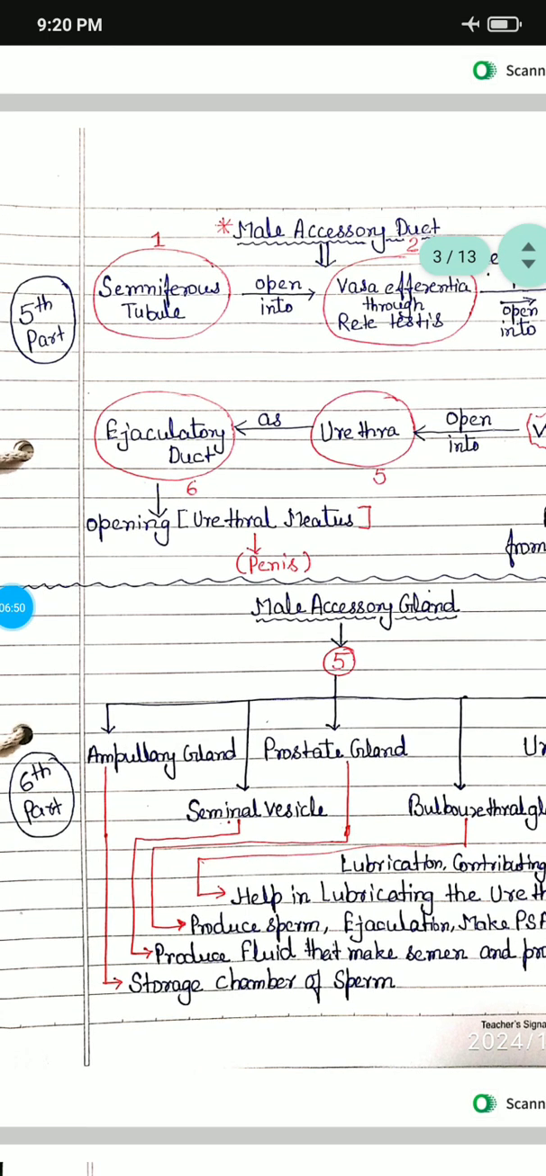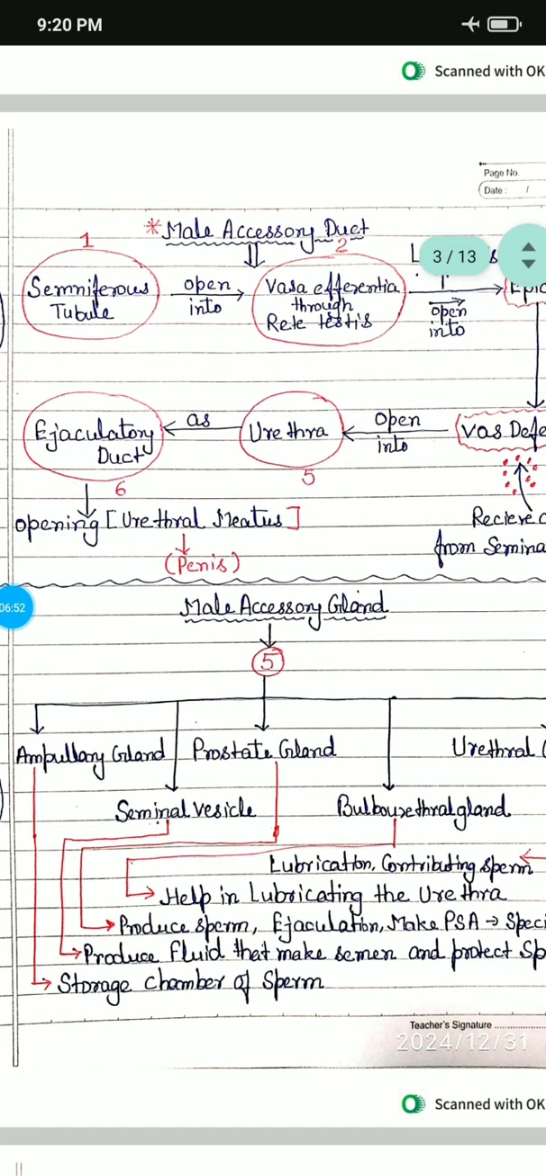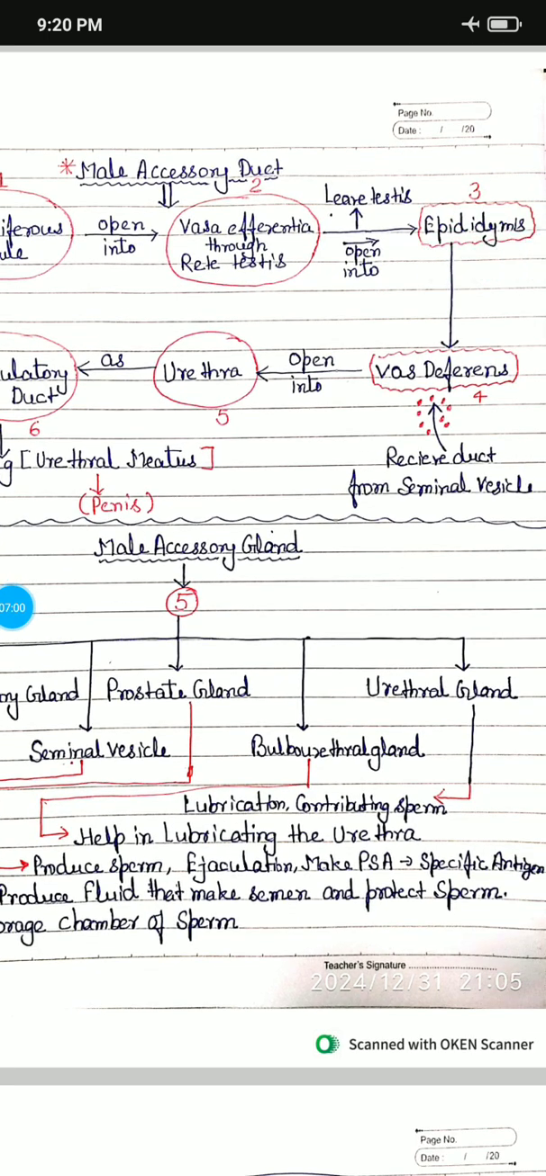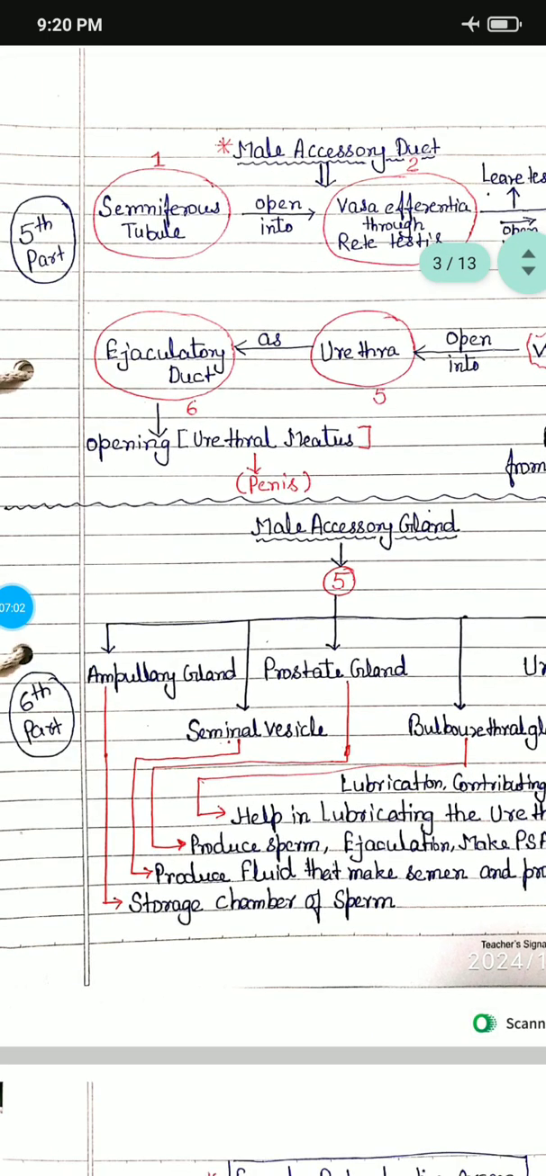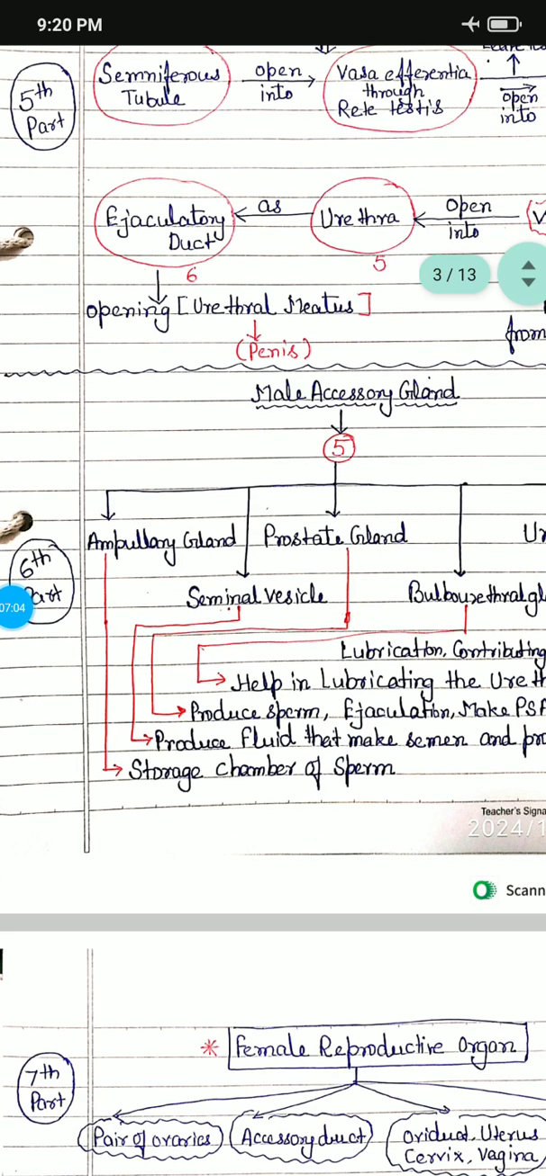Number one, ampullary gland. Number two, seminal vesicle. Number three, prostate gland. Number four, bulbourethral gland. And number five, urethral gland. The ampullary gland is actually a storage chamber of the sperm.